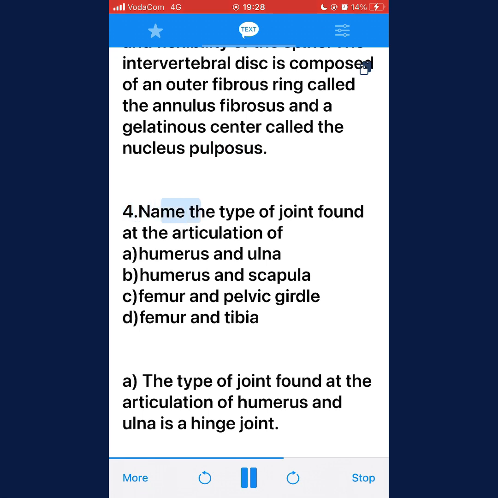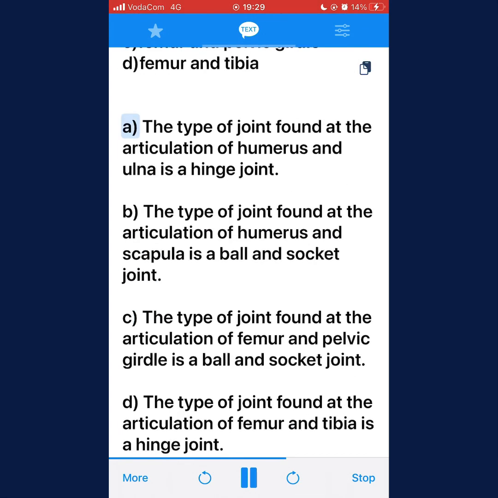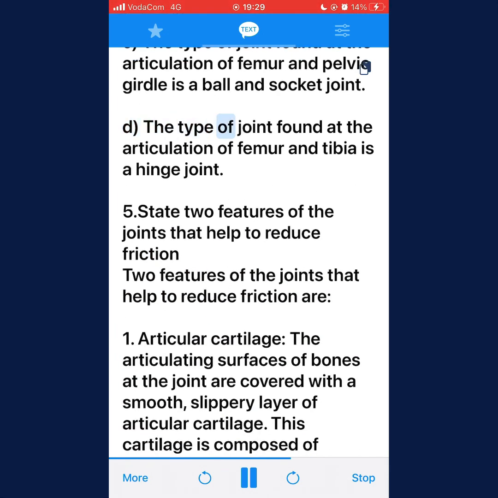4. Name the type of joint found at the articulation of a. Humerus and ulna. b. Humerus and scapula. c. Femur and pelvic girdle. d. Femur and tibia. a. The type of joint found at the articulation of humerus and ulna is a hinge joint. b. The type of joint found at the articulation of humerus and scapula is a ball and socket joint. c. The type of joint found at the articulation of femur and pelvic girdle is a ball and socket joint. d. The type of joint found at the articulation of femur and tibia is a hinge joint.